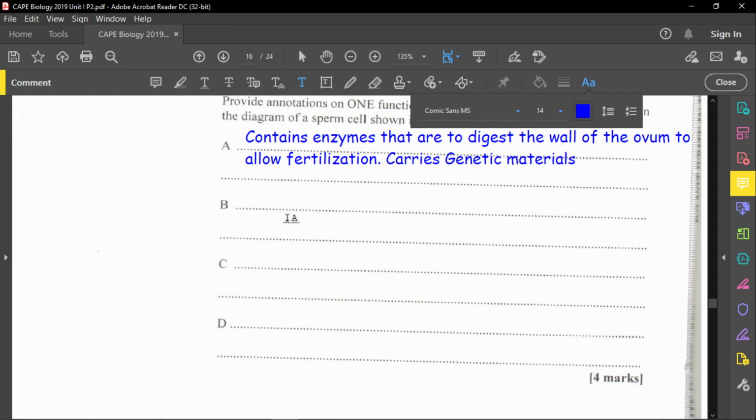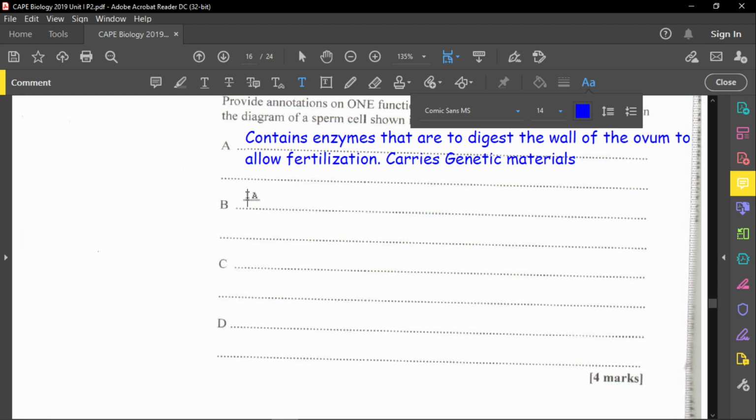All right, so the genetic material in the head is present in the nucleus. The genetic materials, which are the chromosomes, for human beings would be 23 chromosomes, necessary to combine with the 23 chromosomes of the ovum to produce a diploid zygote.